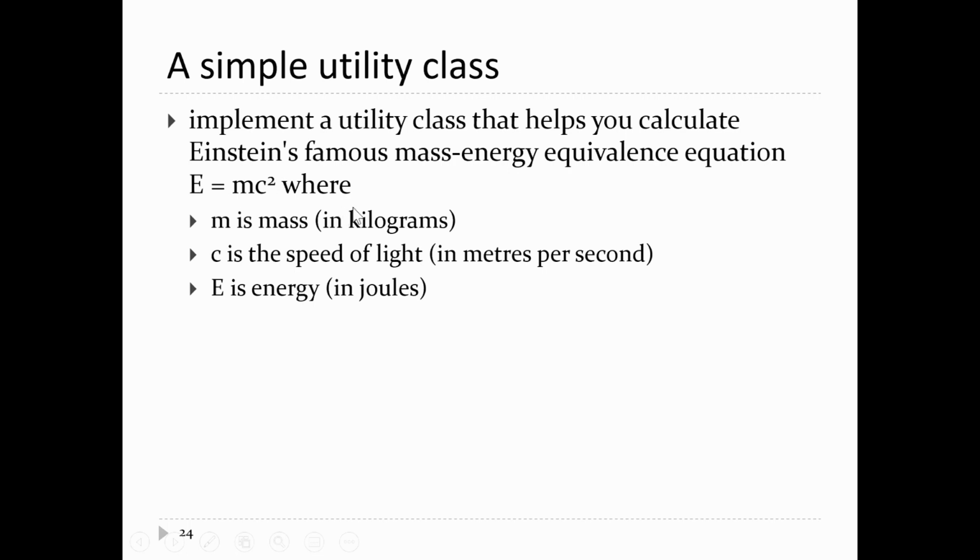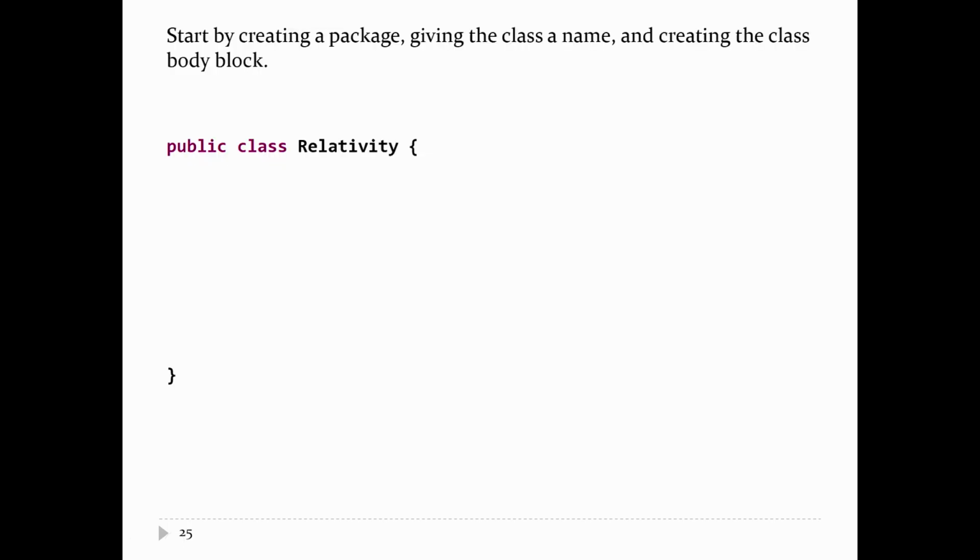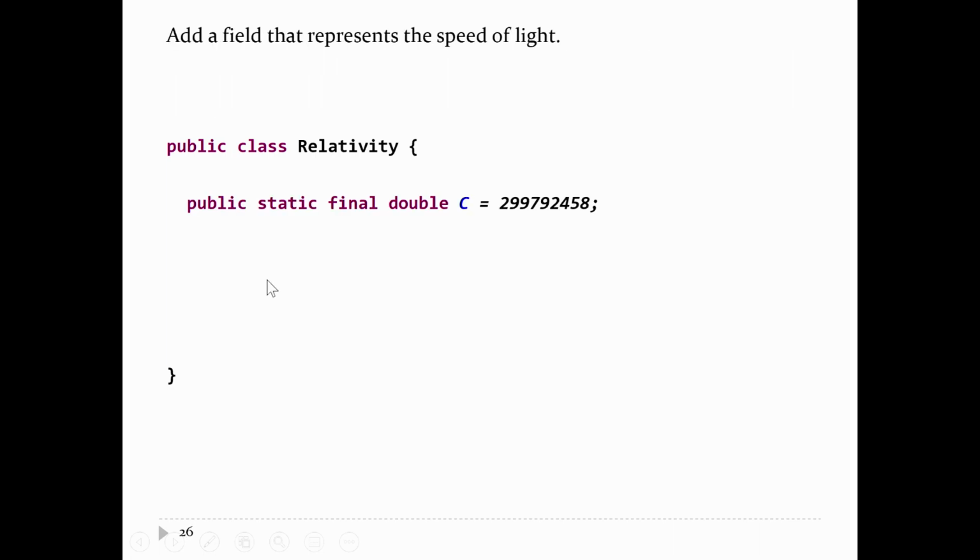Einstein's mass energy equation, right? It's pretty easy to do. You just make a class just like you'd make any other class. So I'm going to make a public class called relativity. If you want a package, make a package. Okay, now what do I need to calculate E equals mc squared?